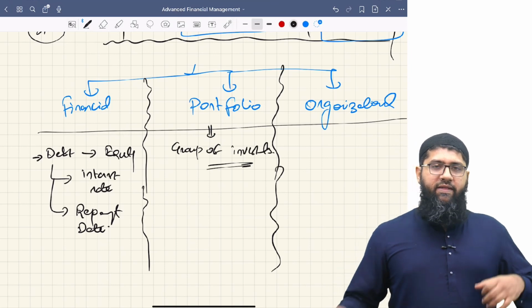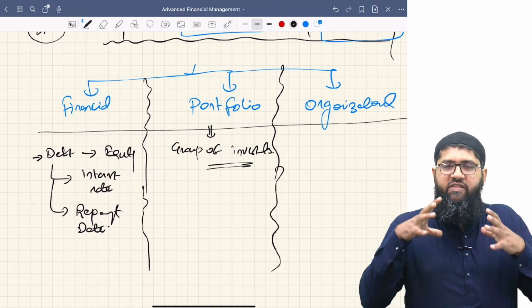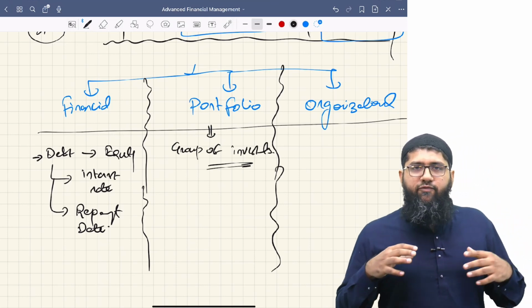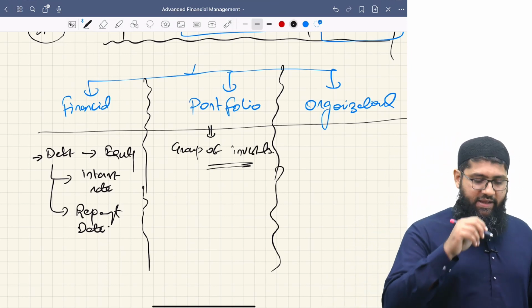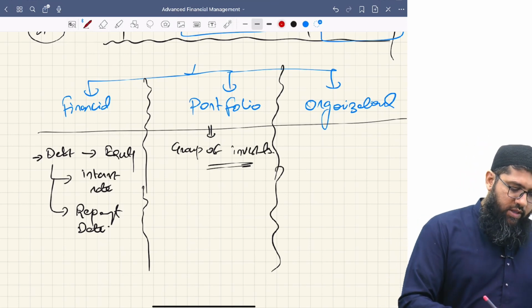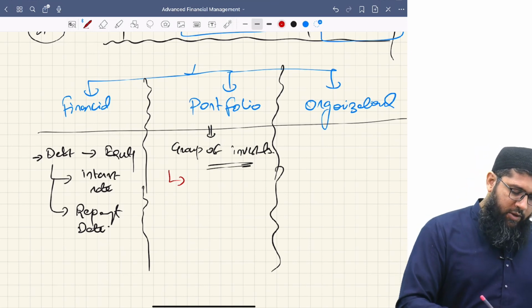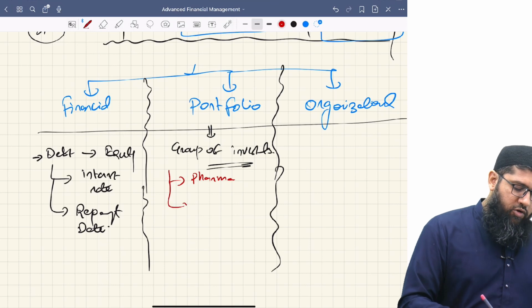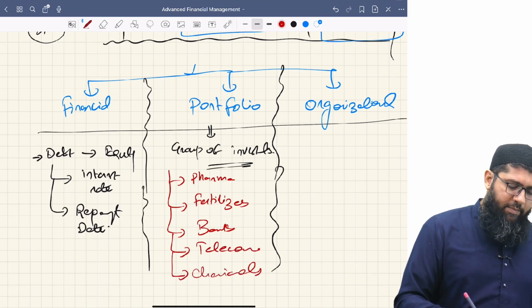Basically, what happens is that as an entity, as an organization, you might want to rearrange your organization's businesses, investments, exposures, and for that you might have to reconstruct your portfolio. Now, what do you mean by reconstructing the portfolio? Try to understand this. Maybe you have got investment in pharma, you have got investment in fertilizers, you have got investment in banks or other finance instruments, you have got investment in the telecom sector, you have got investment in chemicals, etc.